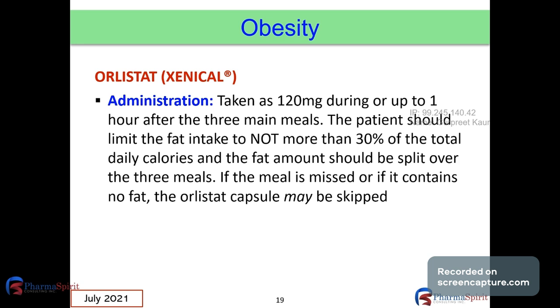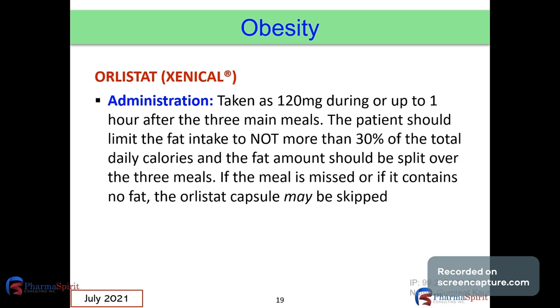In terms of administration, orlistat should be taken as 120 milligram during or up to 1 hour after the 3 main meals. The patient should limit the fat intake to not more than 30% of the total daily calorie, which we mentioned before in the nutritional plan, and the fat amount should be split over the 3 meals. If the meal is missed or it contains no fat, then the orlistat capsule may be missed. You don't need to take the orlistat capsule because orlistat works by inhibiting the fat digestion. If there is no fat, there is no point of taking orlistat.